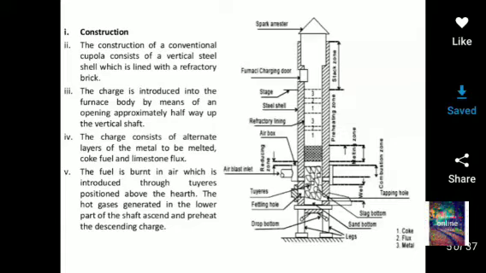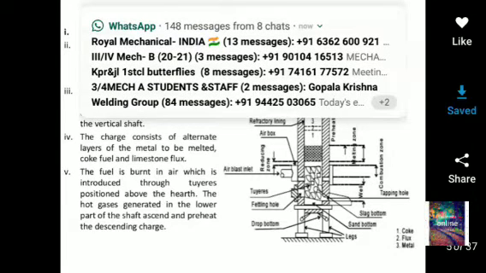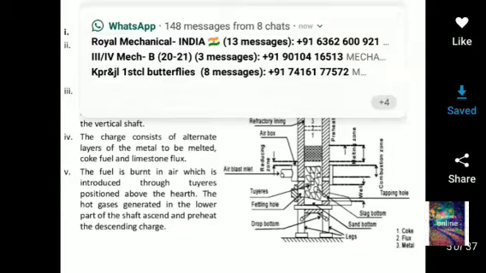This is a very old device we used in manufacturing for melting and producing good cast iron from pig iron. So that means the starting metal is pig iron, whereas it may be converted into good cast iron.